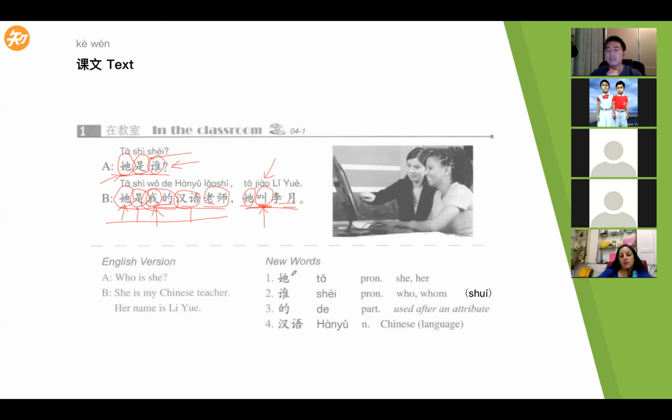Okay, now let's take a look at the new words. 她, we already learned, right?